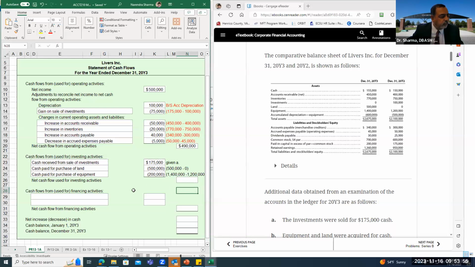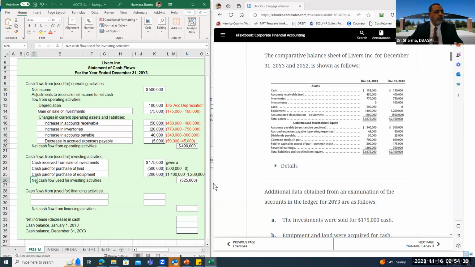Now I'm done with the investing because there are only three assets, and we have taken care of the changes in those 3 long-term assets. So let's just sum it up and then calculate what was the change. So if I use the sum function and select the 3 numbers, I get 525,000 negative. So as you can see here, I have used the term net cash flow used rather than net cash flow from.